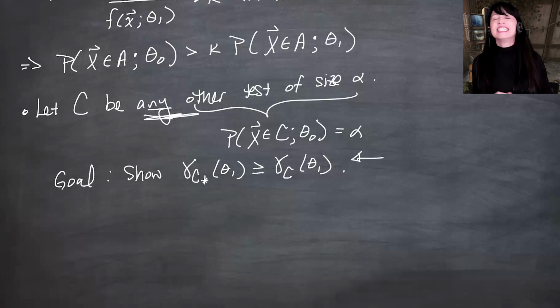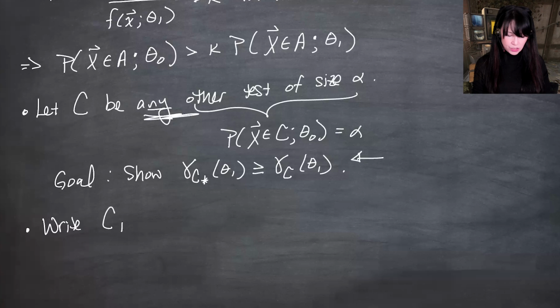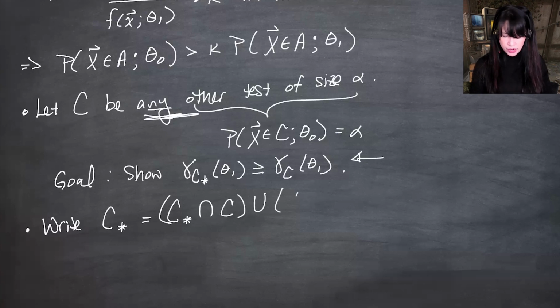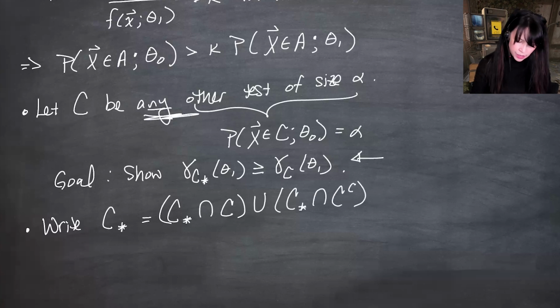So this is what we need to show right here. Okay, so as I was saying, C is probably not a subset of C star or the complement, but check this out. We could write C star as the part of C star that intersects with C, union the part of C star that intersects with C complement. These are disjoint.